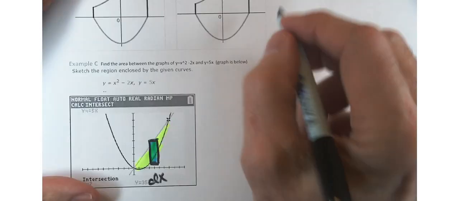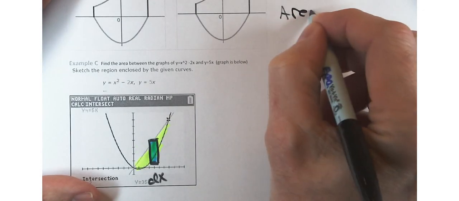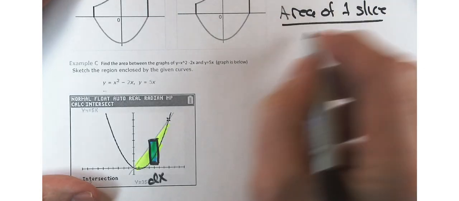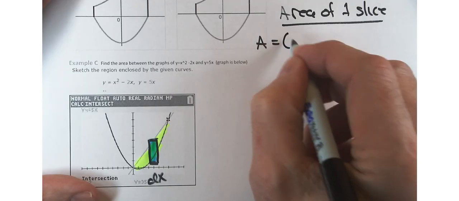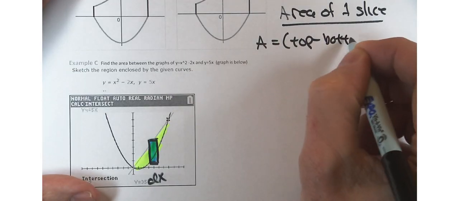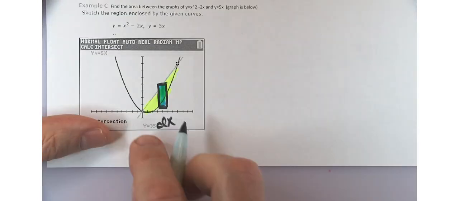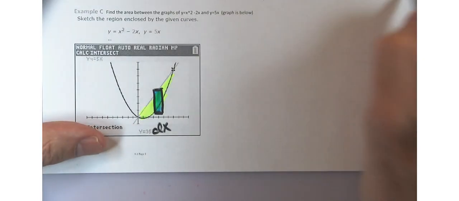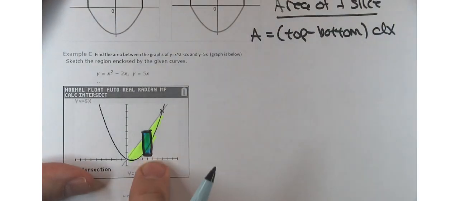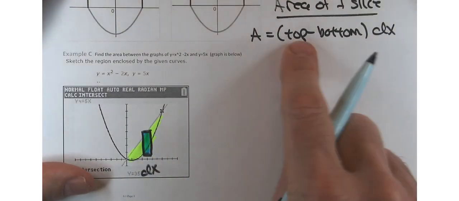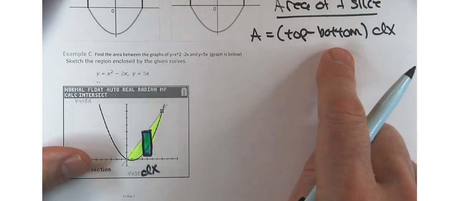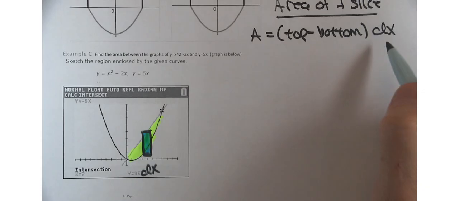Area of one slice. So the area is going to equal the top minus the bottom. That basically gives you the height times the thickness, which is our dx. Once you have that dx there, that's telling you that both of these have to be in terms of x. We can't integrate in terms of y if we have a dx there.